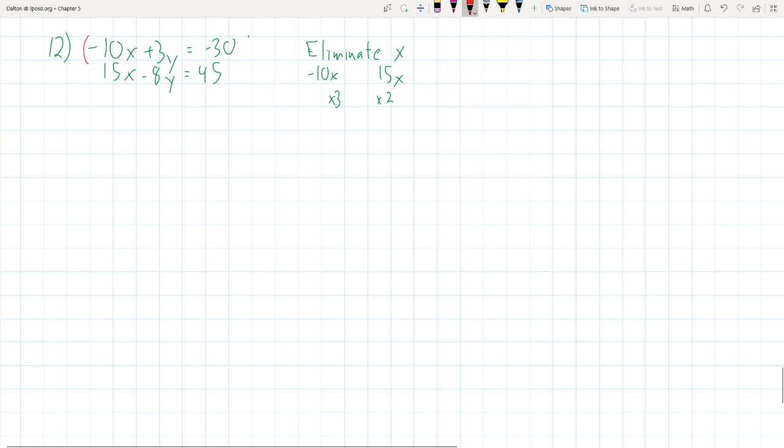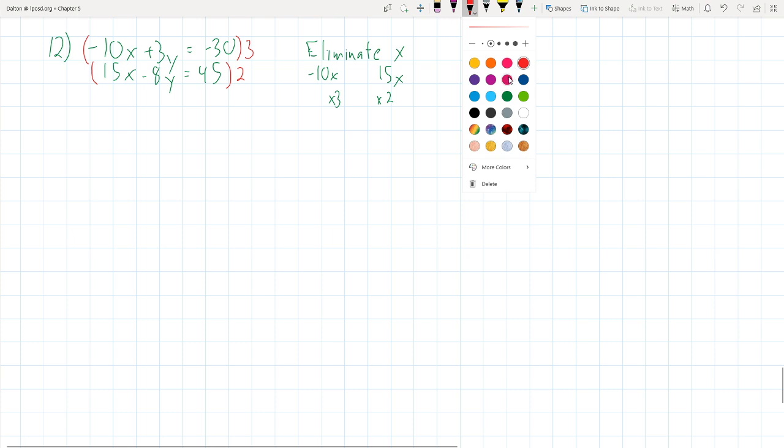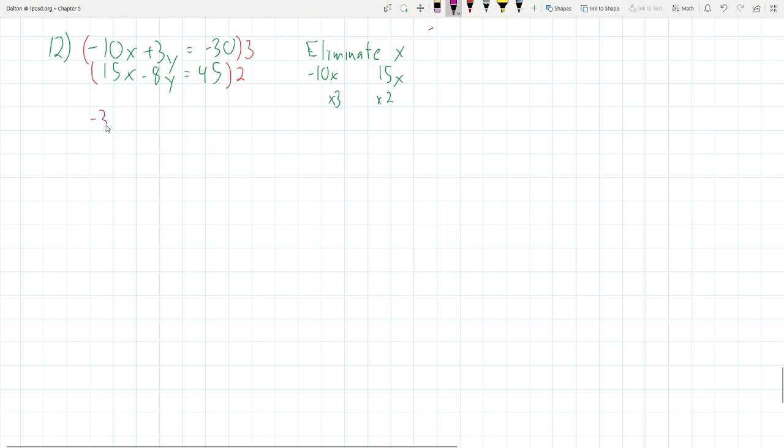So I'm going to do this times 3, this times 2. Alright, so I'm going to write these out. So I get negative 30x plus 9y equals negative 90.